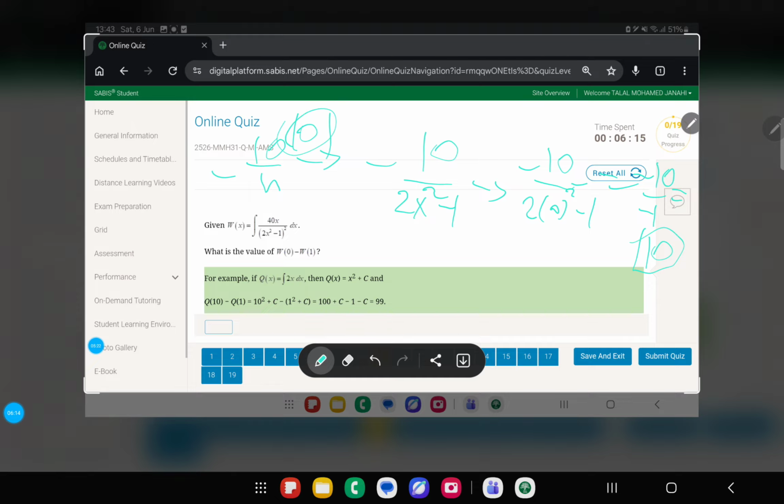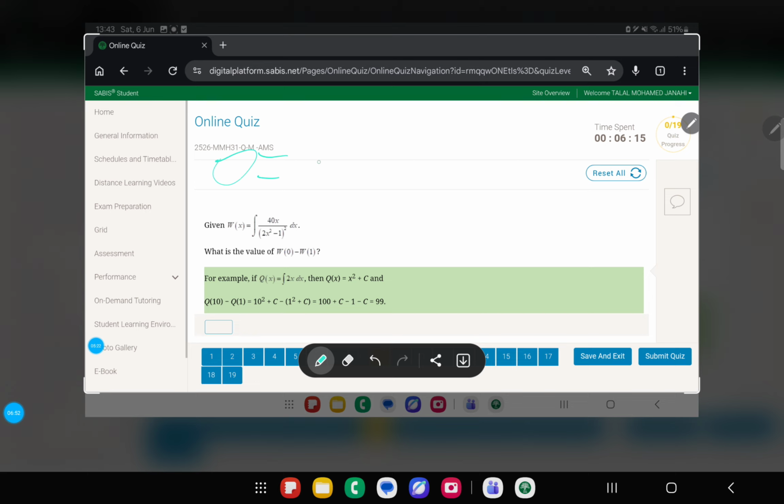That's for 0. Now let's try for 1. For 1, you get negative 10 over 2 times 1 squared minus 1. Alright, just simply solve it. You get negative 10 over 2 times 1 minus 1. So you're left with negative 10 over 1. So in the end, for 1, you get negative 10. That's the answer when you substitute 1. So as we can see here, for 0 we got 10, and for 1 we got negative 10.